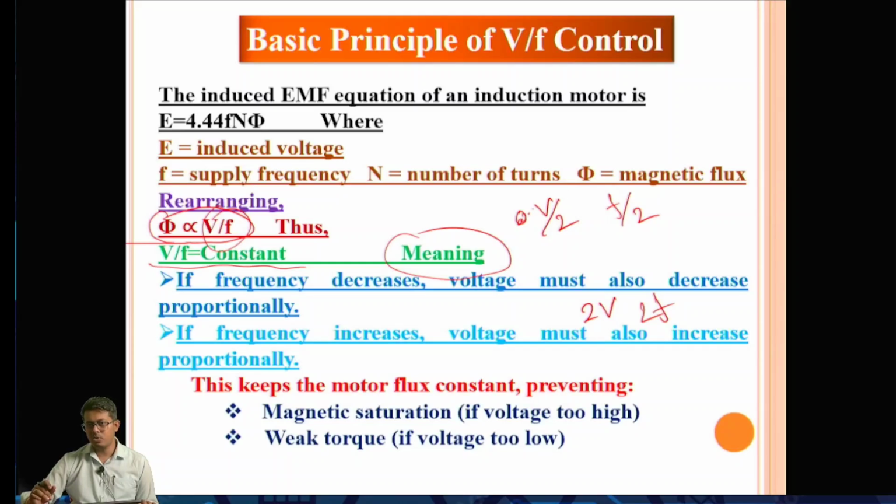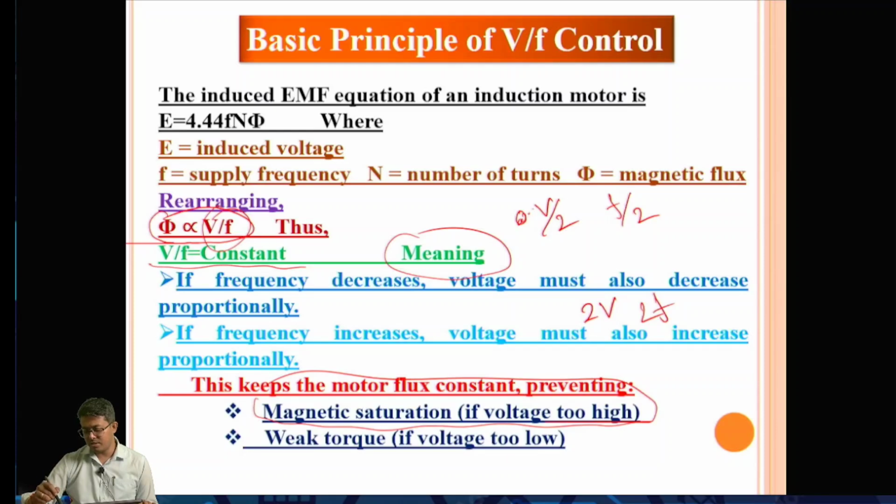This keeps the motor flux constant and prevents magnetic saturation, which occurs if the voltage is too high. I will explain how magnetic saturation happens. And if the voltage is too low, the flux is too weak and the motor can stop. So this is the basic principle of V by F control.